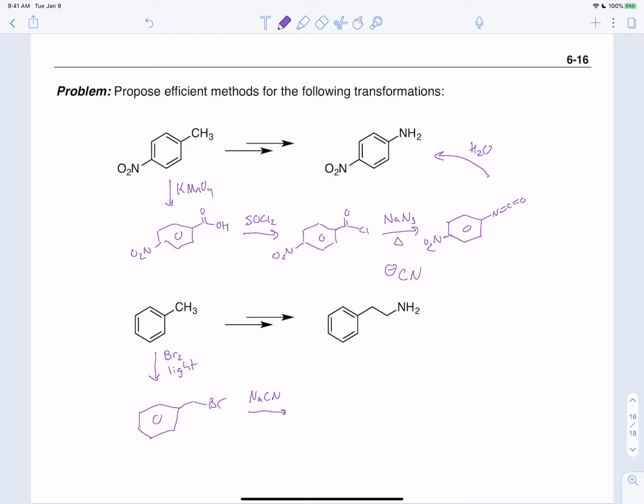Then we can add sodium cyanide. And we successfully introduce one more carbon into the molecule, and also the nitrogen we need. It's just in the wrong oxidation state. So we can use our lithium aluminum hydride reduction followed by water. Boom. Made a primary amine with one carbon added. So easy.